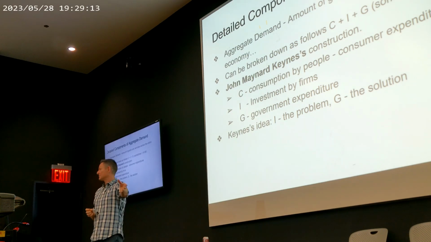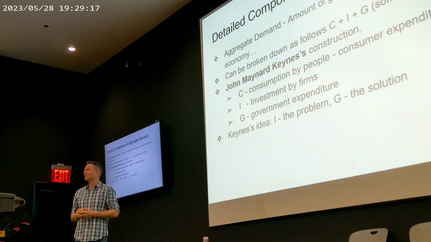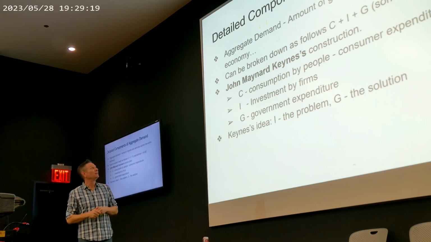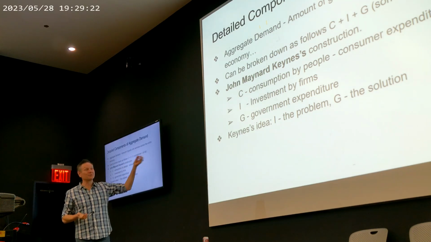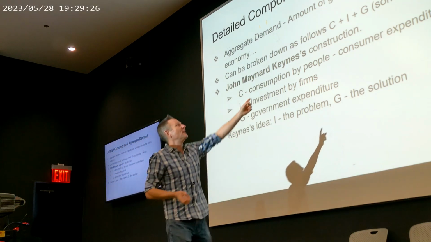Not necessarily to make the product, right? They buy it to expand their capacity, a little bit different. And then there's G, that's what the government spends, right? And so we can say that aggregate demand consists of C plus I plus G, these three components of expenditure.